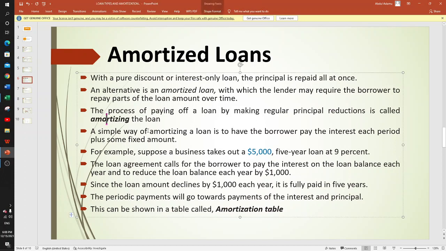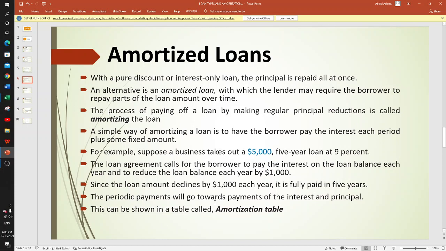So a simple way of amortizing a loan is to have the borrower pay interest each period plus some fixed amount. For example, suppose a business takes out a $5,000, 5-year loan at 9%. The loan agreement may call for the borrower to pay interest on the loan balance each year and to reduce the loan balance each year by $1,000. So at the end of 5 years, they will have repaid the $5,000.